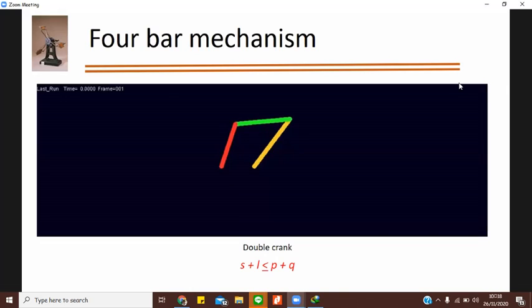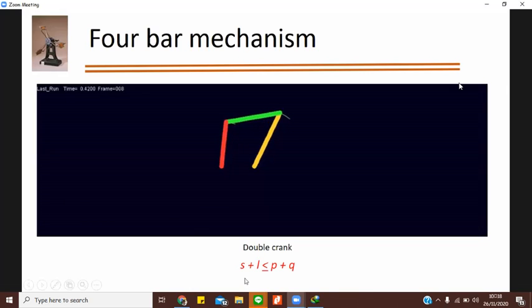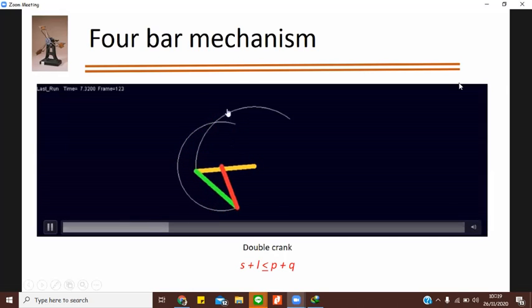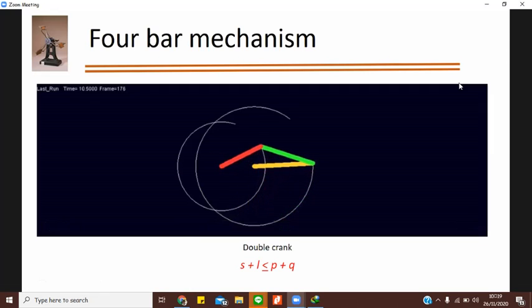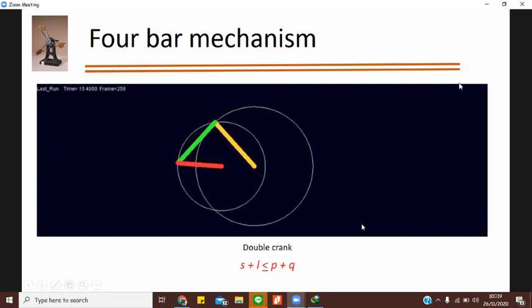So here I am showing you one example. This is a double crank. Okay, so this is how it works. Your shortest plus longest link is smaller than P plus Q over here, and you're seeing at least 2 circular motions over here, right?